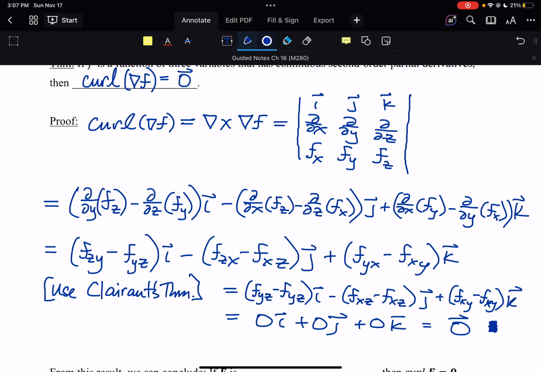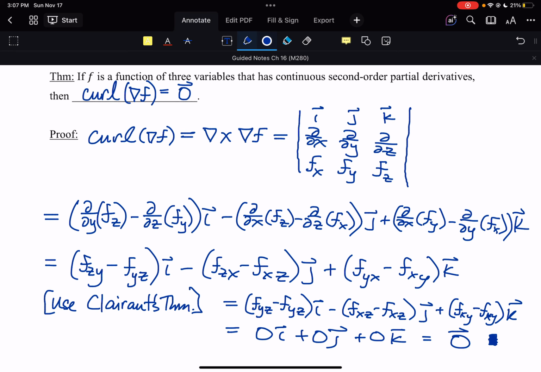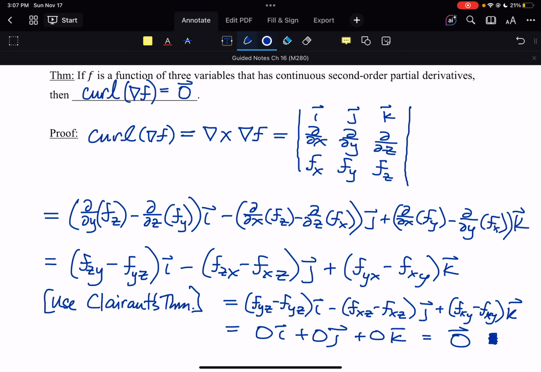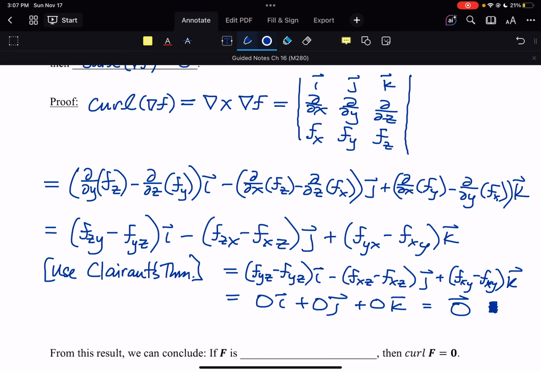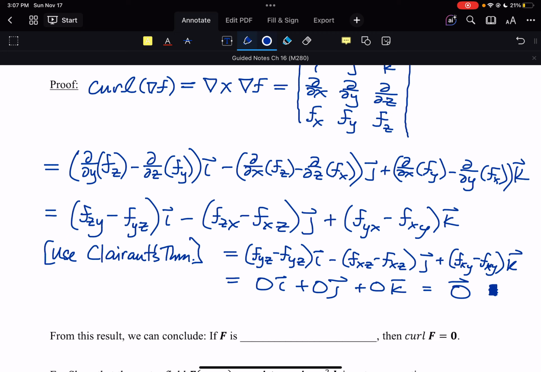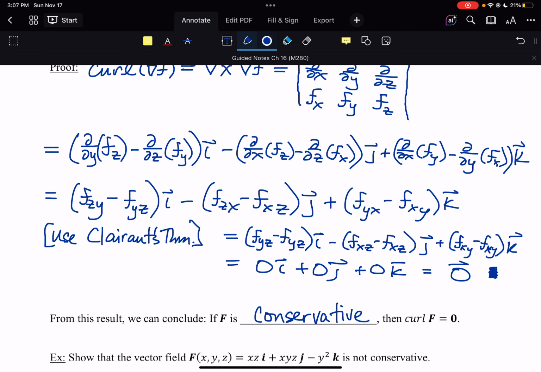So we showed that the curl of a gradient vector field is the zero vector. Now think about what we know about gradient vector fields. We know that if a vector field can be written as a gradient, a gradient vector field, then we call that vector field conservative. And we've done some talk about conservative vector fields for a little while now. Well, this result tells us that if F is conservative, then the curl of that vector field is 0.